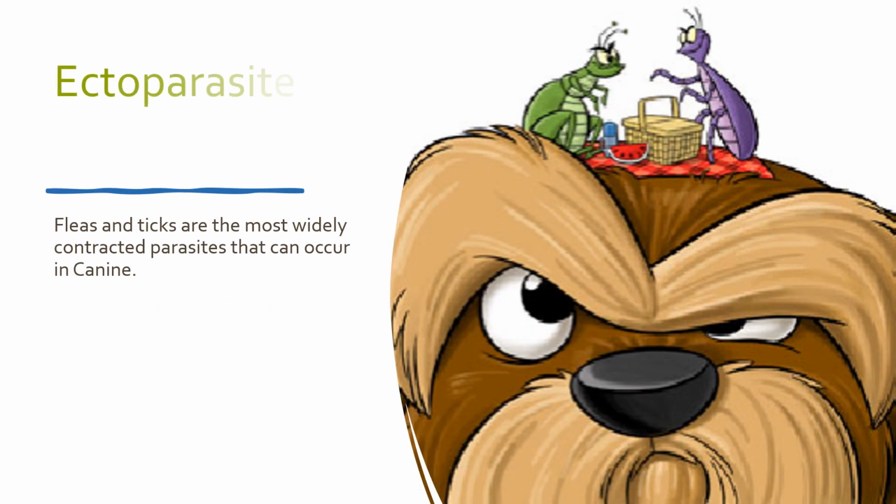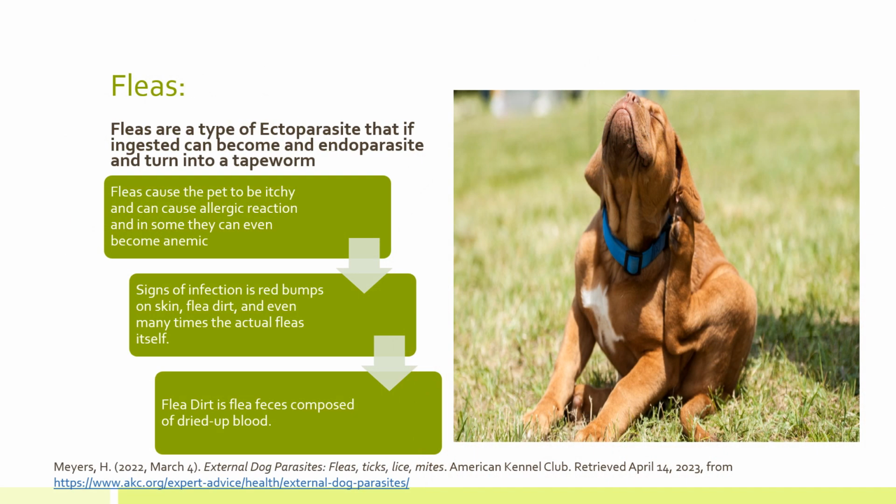And some ectoparasites that are common are fleas and ticks, and they are the most widely contracted parasites that can occur in canines. So fleas are a type of ectoparasite that if ingested can become an endoparasite and turn into tapeworms like we saw earlier.